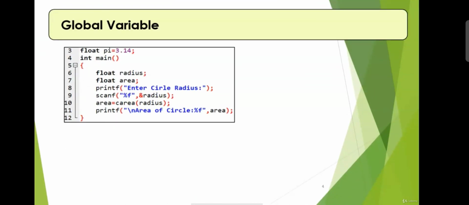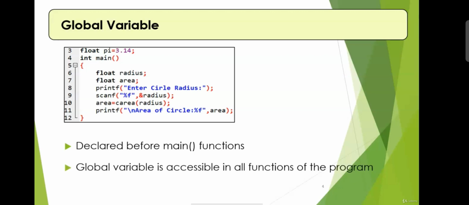Let's discuss the concept of global variable. Again, I have some code written on the slide. A global variable is declared before the main function. And very importantly, a global variable is accessible in all functions of that particular program. For example, variable pi declared on line number 3 in the code is a global variable, and since it is a global variable, it is accessible inside all functions written in that particular program.